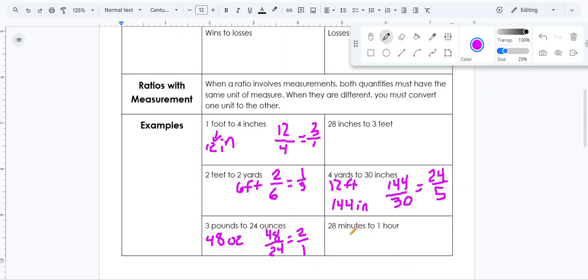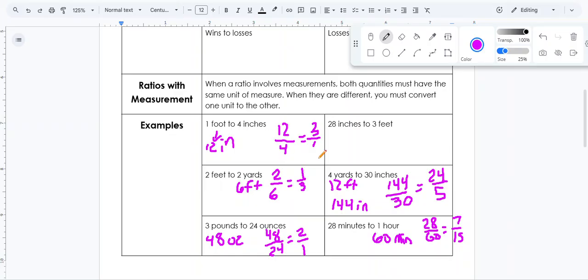All right, last one here. It says 28 minutes to 1 hour. It's going to be easier to change the hour to minutes than this 28 minutes to an hour. So there's 60 minutes in an hour. So if it's 1 hour, that means it's 60 minutes. Right? 60 minutes. So my ratio would be 28 to 60. And then I could simplify that, because both of these can be divided by 4. 28 divided by 4 is 7. 60 divided by 4 is 15. So I have a 7 to 15 ratio for this minutes to hours.